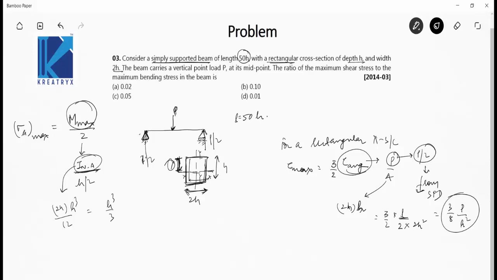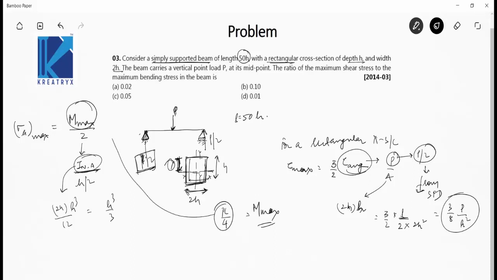And maximum moment, what will be the maximum moment? Beware that the maximum moment here will be PL by 4, not PL by 2, because the reaction here is P by 2, and when you draw the bending moment diagram of this beam, you will know that the maximum moment in the beam comes out to be PL by 4. You can draw its bending moment diagram, it's very simple. So when you draw this bending moment diagram, you will get maximum moment equal to PL by 4.